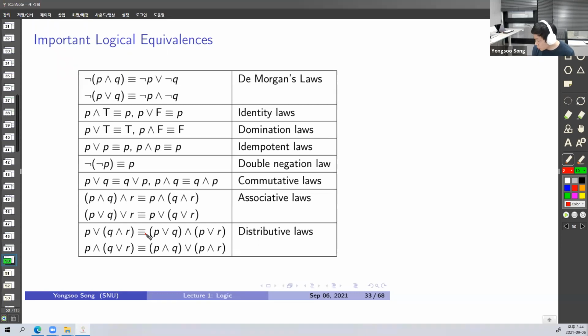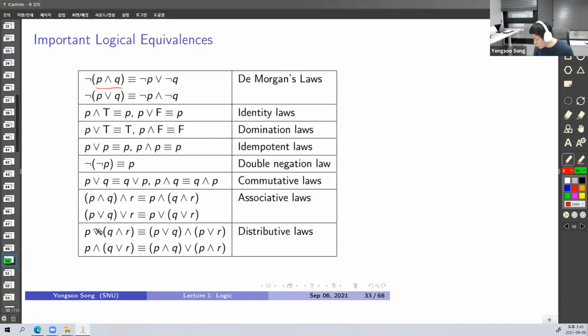So there are some important logical equivalences here. The first 2 equivalences are called De Morgan's laws. This is De Morgan's law for the AND operation, and the second one is De Morgan's law for the OR operation. It is very easy to show these equivalences by simply building truth tables. So you can just check them by yourself.